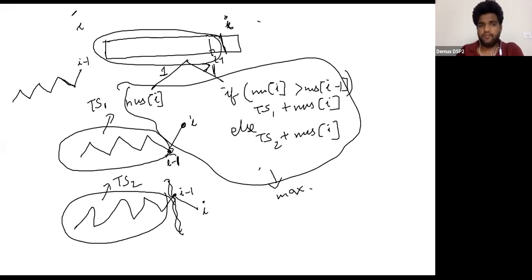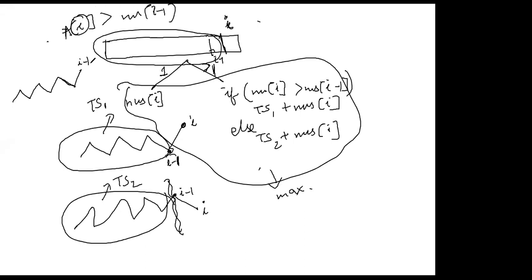Now if you get such that nums of i is greater than nums of i minus 1. Sir, in the pair we can denote signs: if the number is ending at a greater note, then we can store 1. If it is ending at a lesser note, then we can store minus 1.